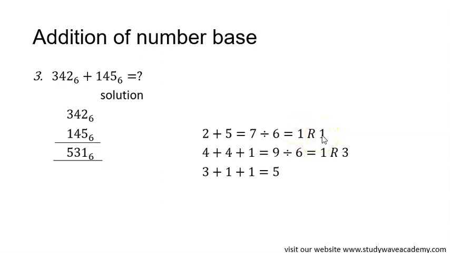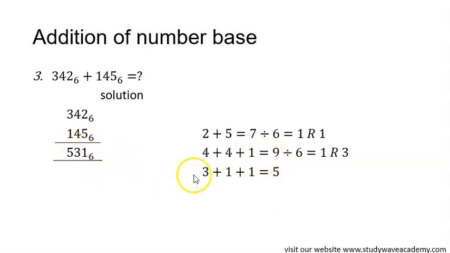Okay, are you following? 2 plus 5 is 7, and we can't write 7 because it's higher than the base. So 7 will be divided by 6, and 7 divided by 6 is 1 remainder 1. So you write down this 1 and carry over this 1 to the next column. Okay, so here we have 4. So 4 plus 4 is 8, plus the 1 we carried over is 9. Don't forget the number you carry over. Okay, so we have 9.